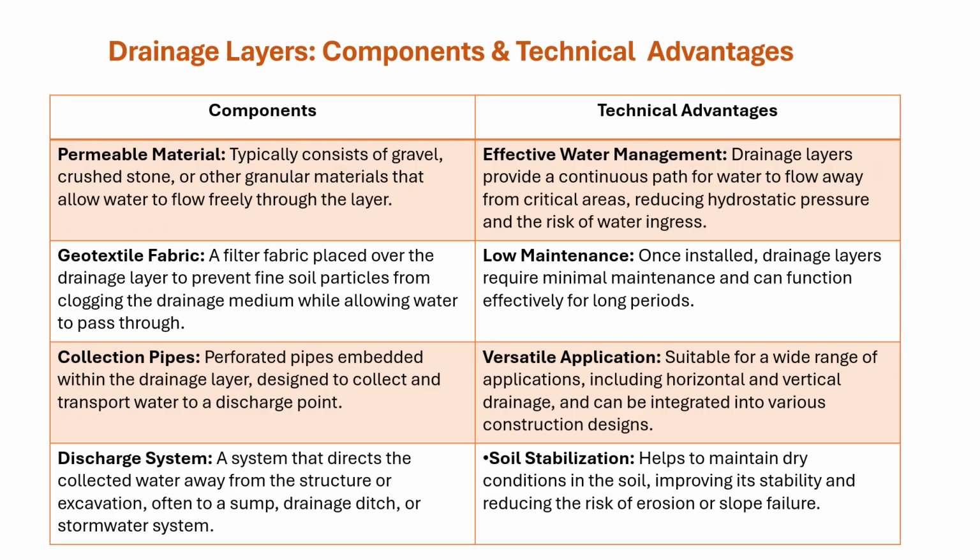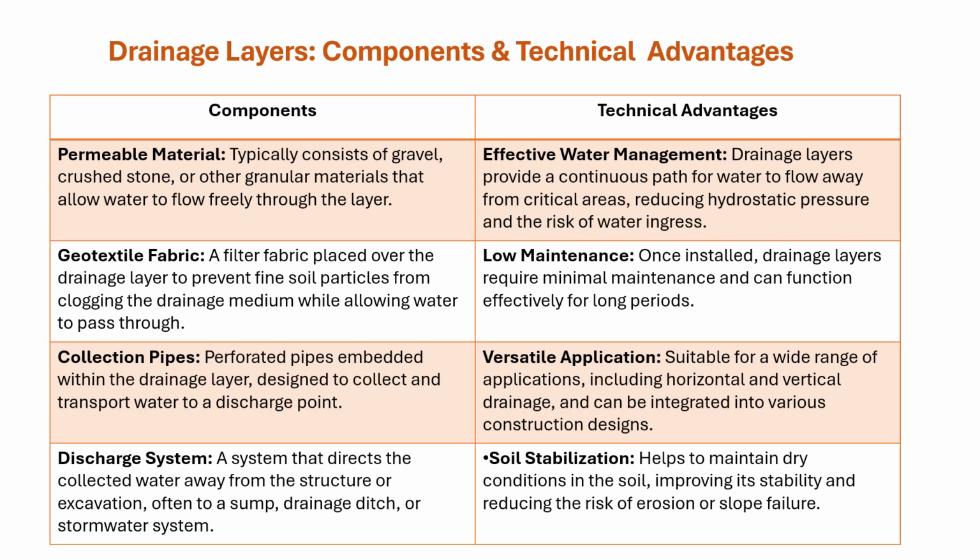Now we can go to another type, which is the drainage layers. Drainage layers are widely used systems. They are formed of permeable material that can consist of gravel, crushed stones, or any granular material that allows water to flow freely through the layer. They also include the geotextile fabric, which is the most important component of such systems. In the upcoming lectures, I will be discussing geotextiles in detail because they are a very important topic in geotechnical engineering.